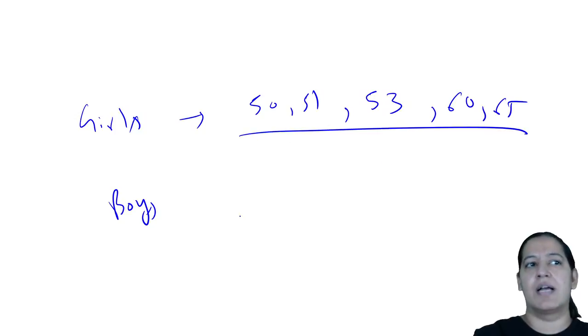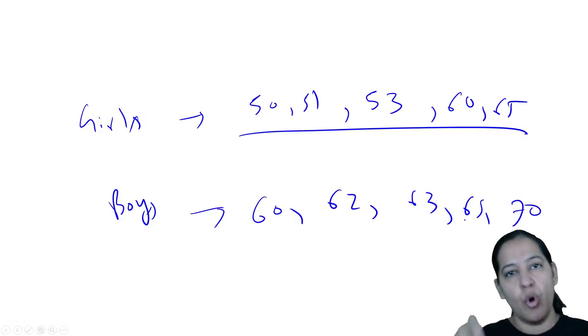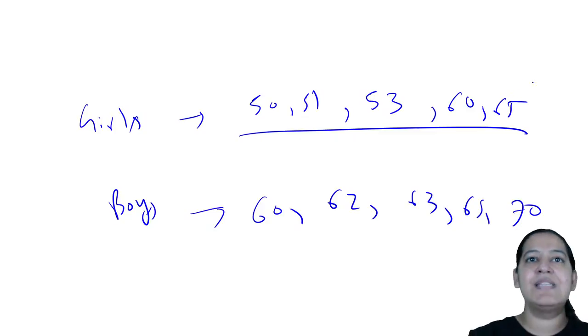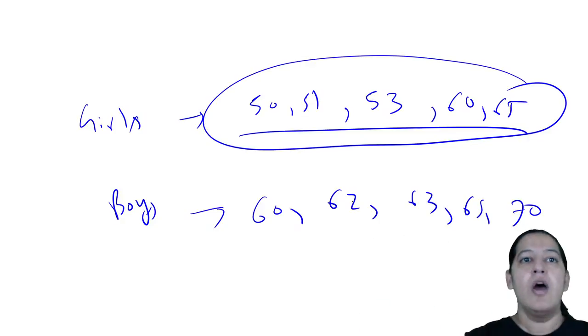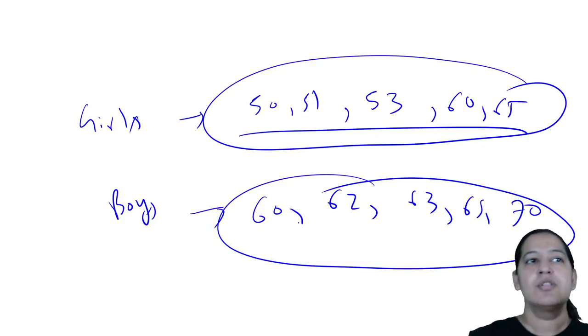There are 5 girls in the class. There are 5 boys in the class having weight, this one: 63, 65, 70, whatever. Now don't go into individual observation. I'm calculating variance. Variance means the mean here, and how far each individual value is from the mean. And the mean here, and how far each individual value is from it. So that is the variance.